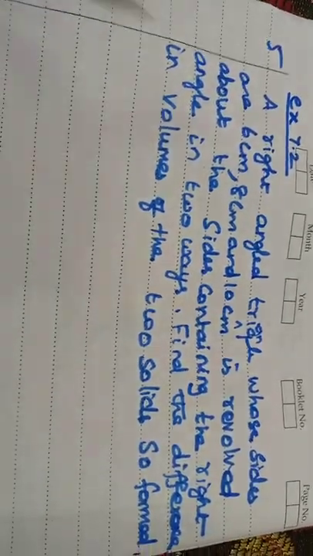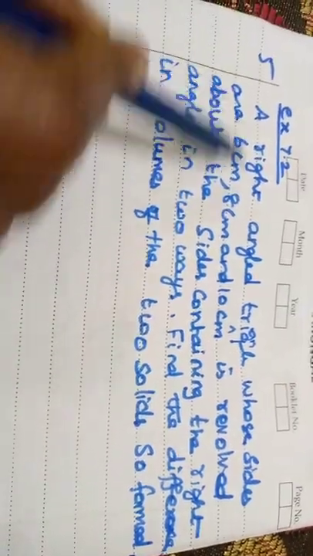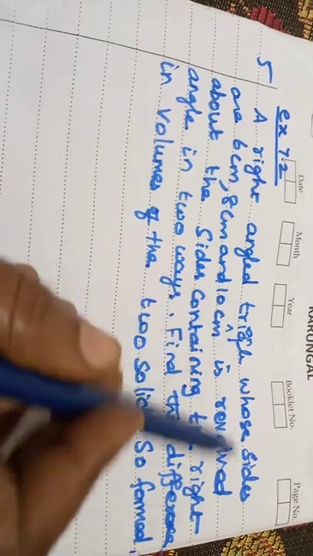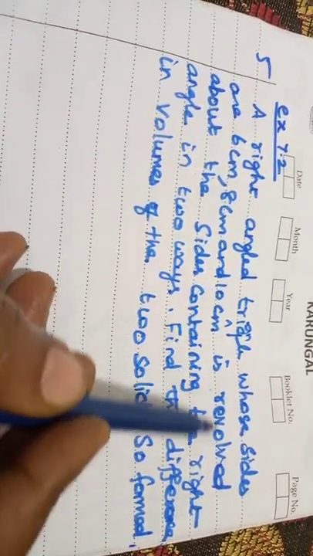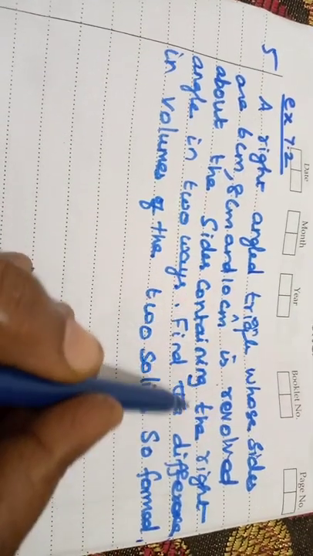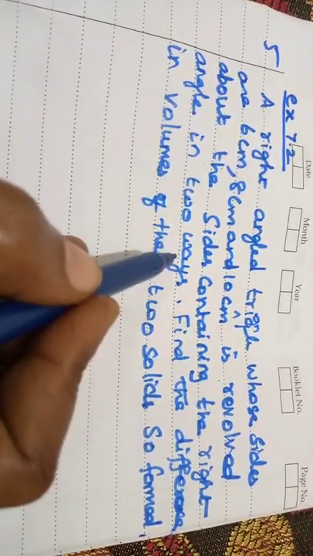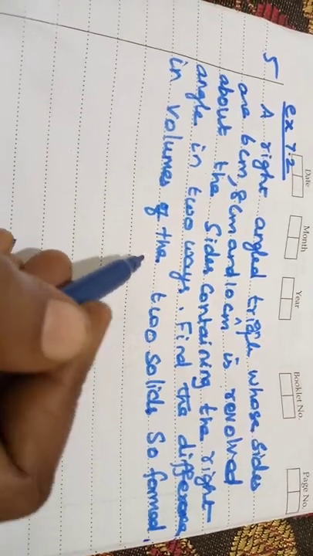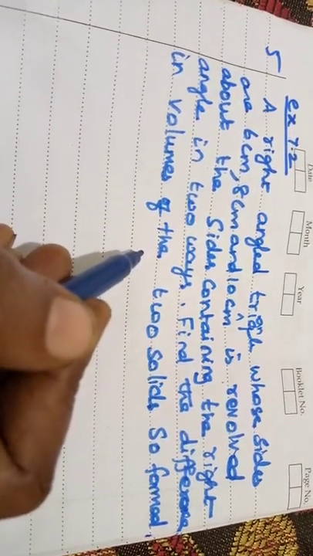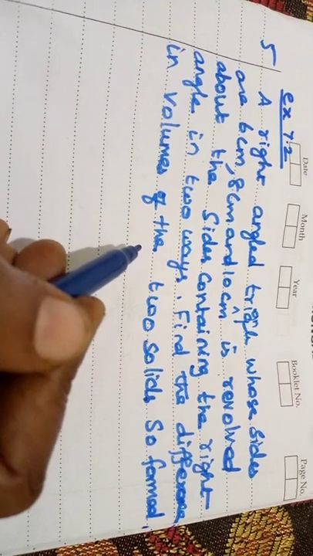Let's write exercise 7.2, question number 5. A right angled triangle whose sides are 6 cm, 8 cm, 10 cm is revolved about the sides containing the right angle in two ways. Any two sides we have to take and rotate. Find the difference in volume of the two solids. First, any one side we have to take and rotate.